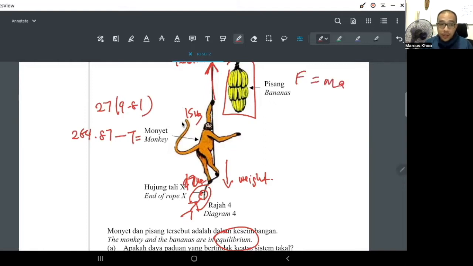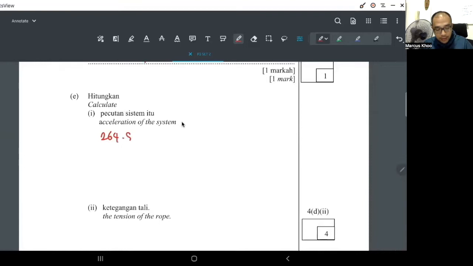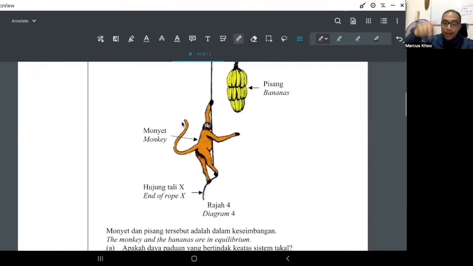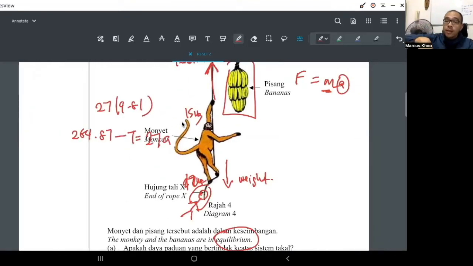F equals MA. So the weight of the monkeys minus the tension of the string will equal the mass of the monkeys times the acceleration. The mass of the monkeys is 27, so 27A. This is our first equation: 264.87 minus T equals 27A. Note it is the weight of the monkeys, not the mass, minus the tension. Because the system is going down, the weight has to be counted first, and it equals the mass of both monkeys together, 27, times A.